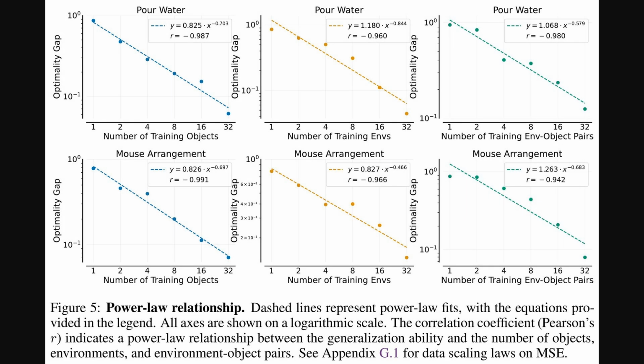So building on that idea of performance climbing with variety, these next plots really visualize the power law relationship we've been discussing. We see 6 graphs here for the pour water and mouse arrangement tasks. The vertical axis shows the optimality gap, which is essentially how far the robot's performance is from a perfect score, so a smaller gap is better. Both axes are on a logarithmic scale, which means a straight line indicates a power law. And indeed, as the number of training objects, environments, or unique environment object pairs on the horizontal axis increases, this optimality gap consistently shrinks, following those straight dashed lines.